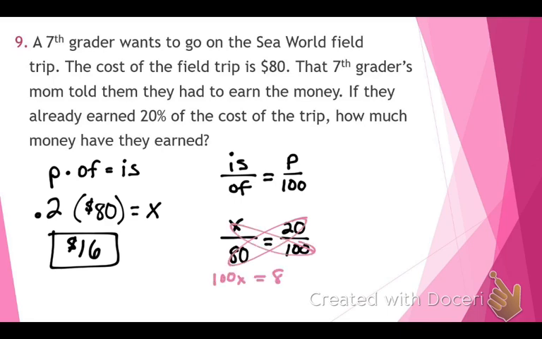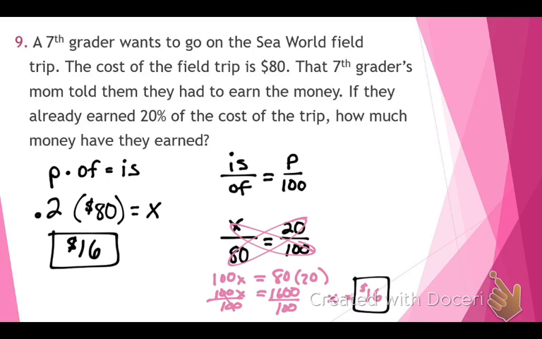100x equals 80 times 20. What is 80 times 20? 1600. Now you got to divide by 100 to get this x on its own. And what does x equal? $16. Okay, once again, you get the same exact answer. It doesn't matter to me how you get it.